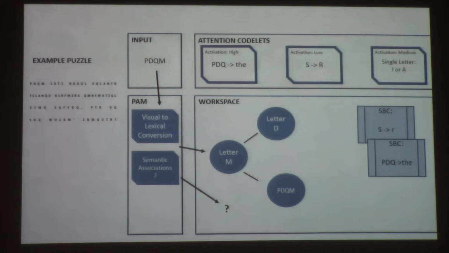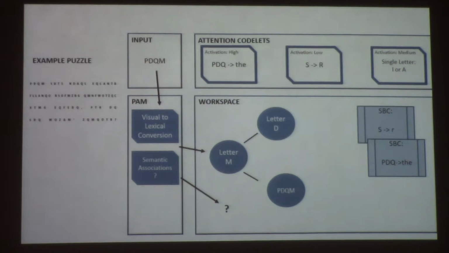This is a whole diagram of input. You have a sample puzzle that you look at, and within one saccade you pick up the image of PDQM, and this would go into PAM. You would have some sort of visual to lexical conversion, where this is converted to the concept of the letters PDQM. I'm not really sure what to do right now with semantic associations. And this would interact with the structure building code that's looking for specific conversions.